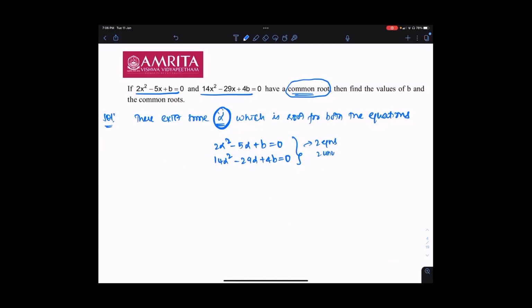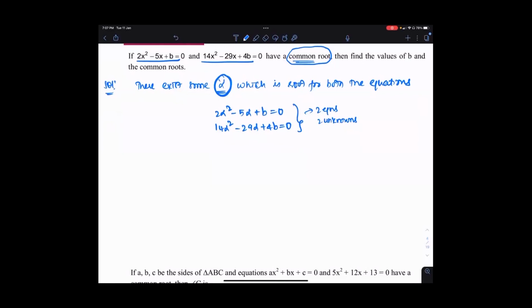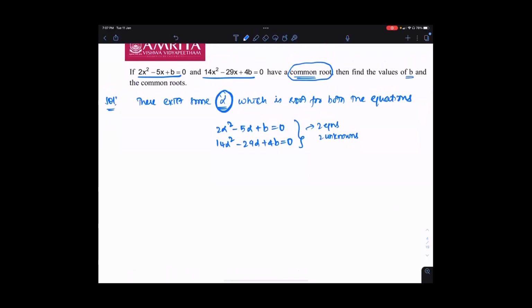And we have learned from 9th or 10th, when we were solving linear equations also, if you have 2 equations and 2 unknowns, you can solve for them. How? By elimination. Either we find the values of b, or you can eliminate alpha. Like x minus y plus 6 equal to 0, x plus y minus 3 equal to 0. 2 equations, 2 unknowns. You can eliminate y, you can eliminate x. However way you do it, you can find x and y. That is what we'll be doing here.